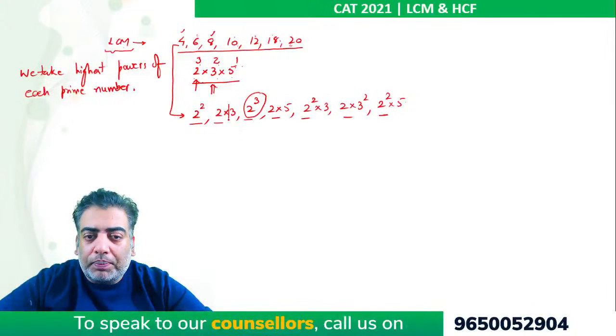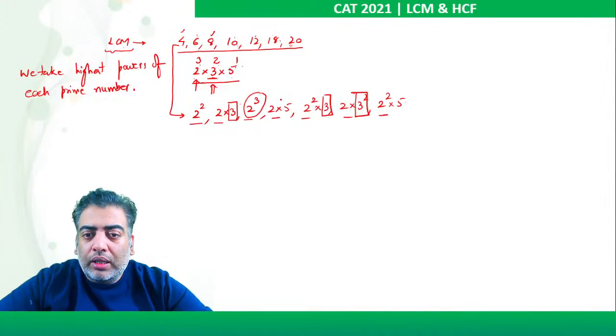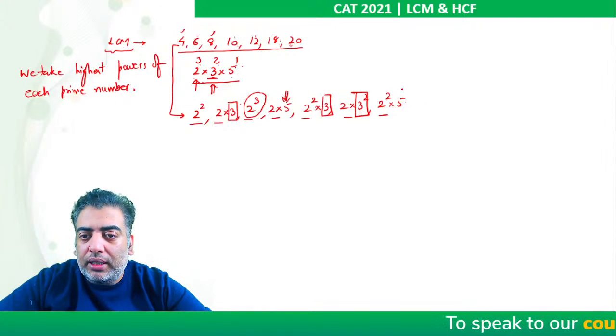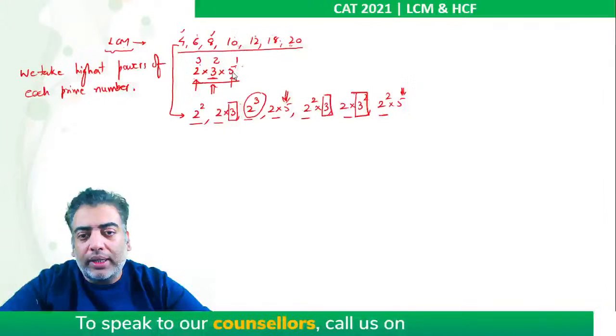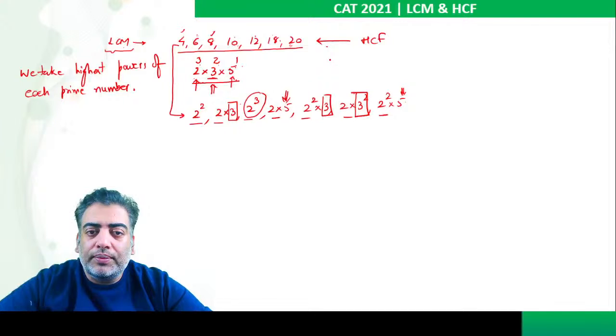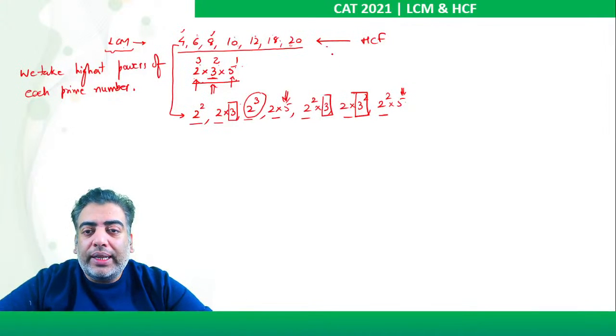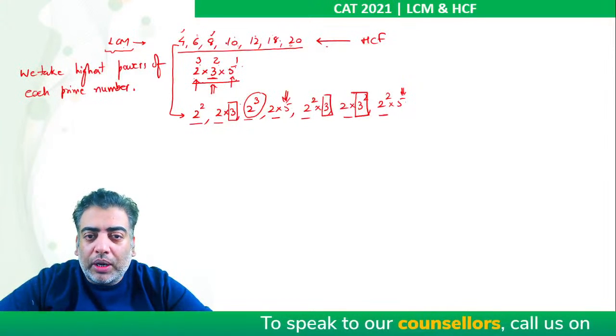If we observe the power of 3 among all the numbers, it is the highest here, which is 3 square, so take the power of 3 as 2. The power of 5 is here, and in both the cases it is 1, so consider 5 raised to power 1 in case of LCM. Likewise, when it comes to HCF, let's say if I am required to find the HCF of all these numbers, in that case we will take the least power of all prime numbers that are common among all.